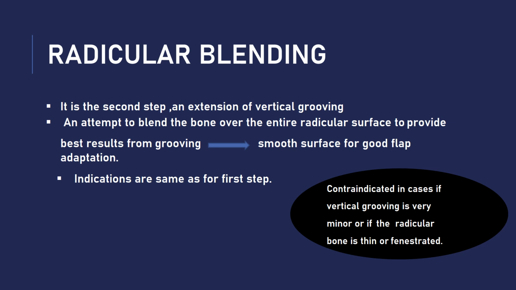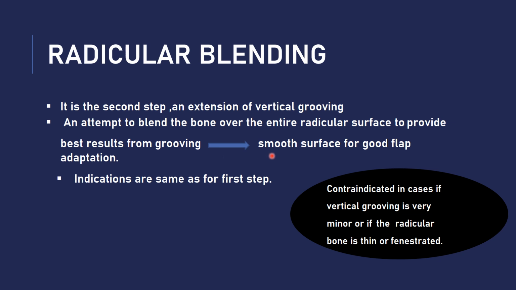So coming to the radicular blending. What is radicular blending? It is always the second step. This is an extension of vertical grooving. We have made the radicular prominence with the vertical grooving, and we have to blend it. So this is an attempt to blend the bone over the entire radicular surface to provide the best results from grooving.